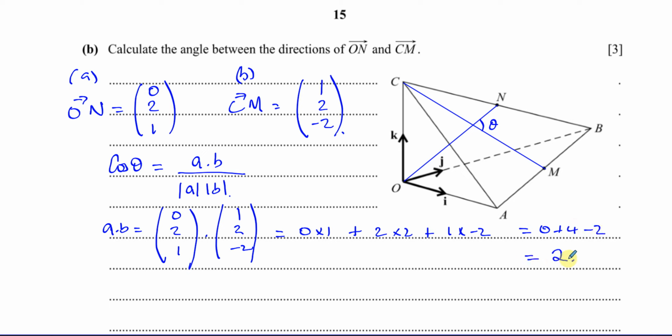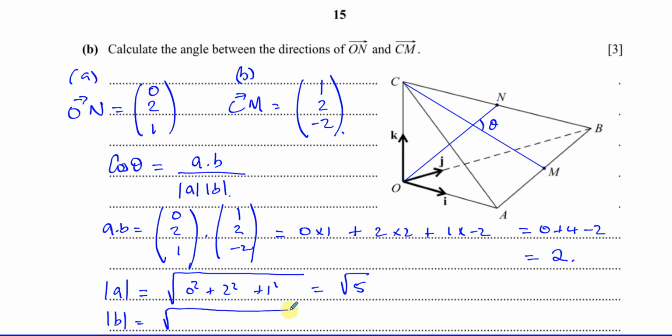That's the dot product. And then we need to find the magnitude of each of those vectors. The magnitude of A, using Pythagoras, is 0 squared plus 2 squared plus 1 squared, which gives you the square root of 5. 4 plus 1, that's 5. And the magnitude of vector B is the square root of 1 squared plus 2 squared plus 2 squared. We don't have to worry about the minus signs because they're going to get squared anyway. That's 4 plus 4, which is 8, plus 1, which is 9, the square root of 9, which gives you the exact value of 3.